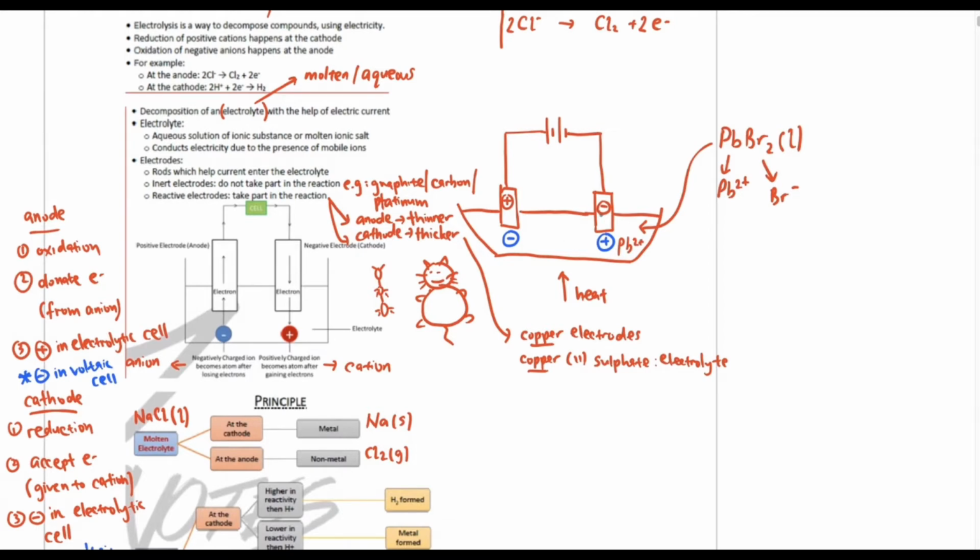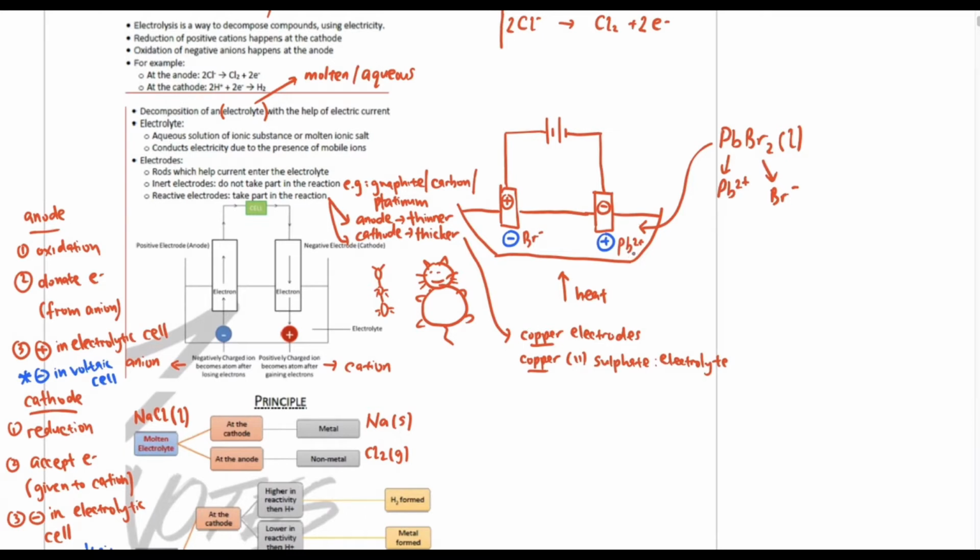Stick to the negative electrodes. The bromide will come here and stick to the anode. So what happened? It becomes, from ions, it becomes element. We call this process discharge. Discharge means lose their charge. Okay, so how do they lose their charge?